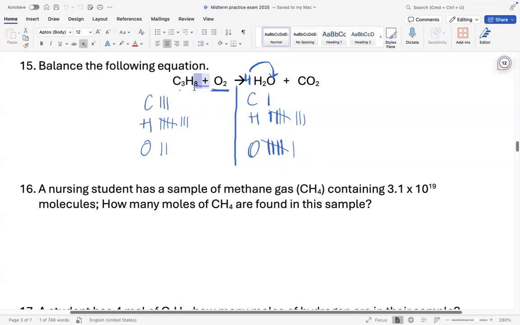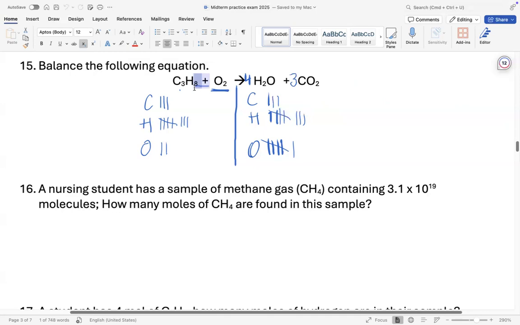Next, I usually leave oxygen for last. Next, I want to tackle the carbon. I have 3 carbons on the left, and if I put a 3 out front of CO2 on the right, that will give me 3 carbons. It'll change my oxygen, but it's a risk I'm willing to take.